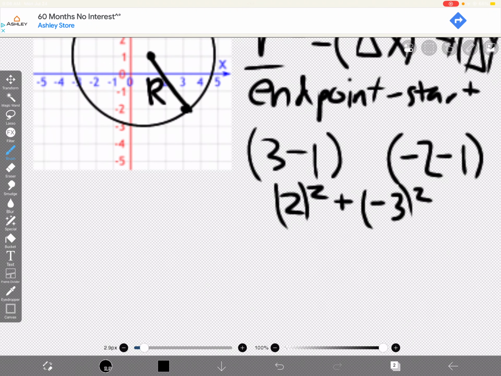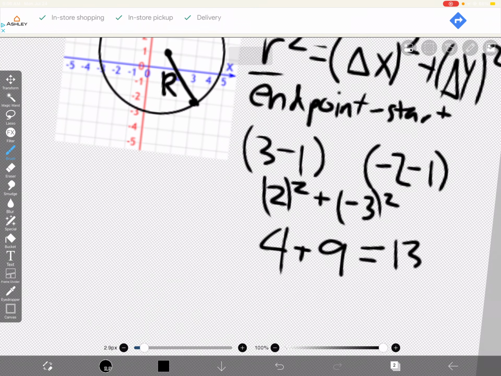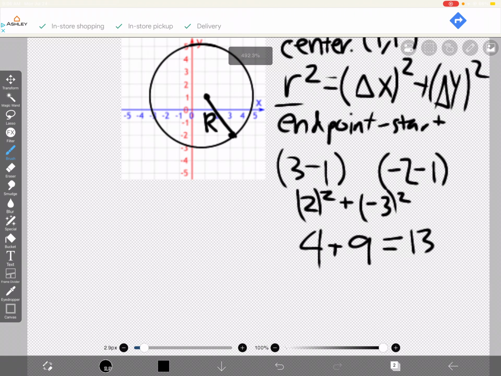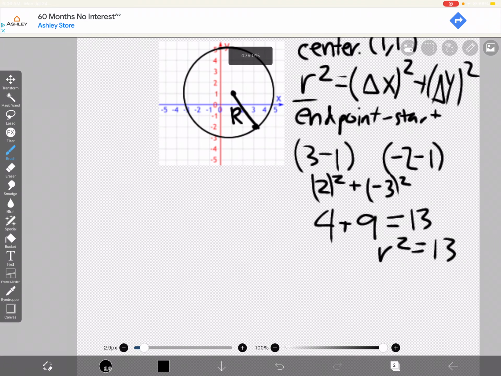It doesn't matter if it's a negative or not, because if you square it, it's always going to become positive, because negative times a negative equals a positive. So 2 squared would equal 4. And -3 squared, or -3 times -3, is 9. So 9 plus 4 is 13. So that's our answer. Wait, no. R squared equals 13, and then r equals radical 13. That is our answer.